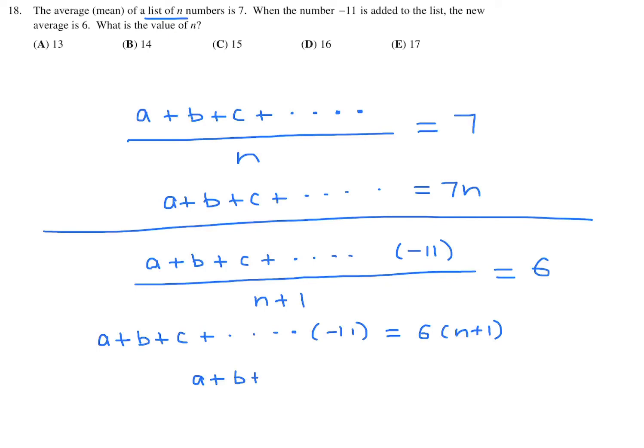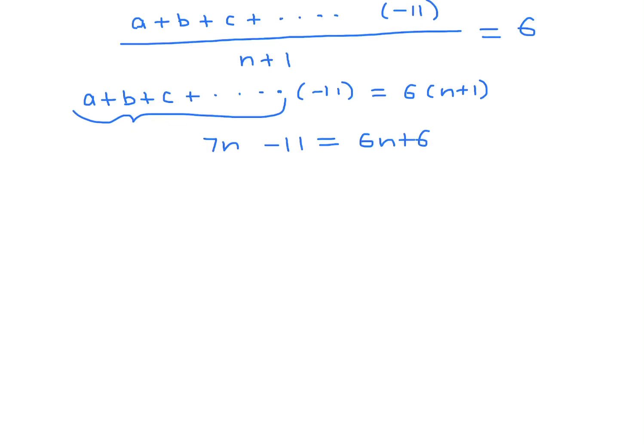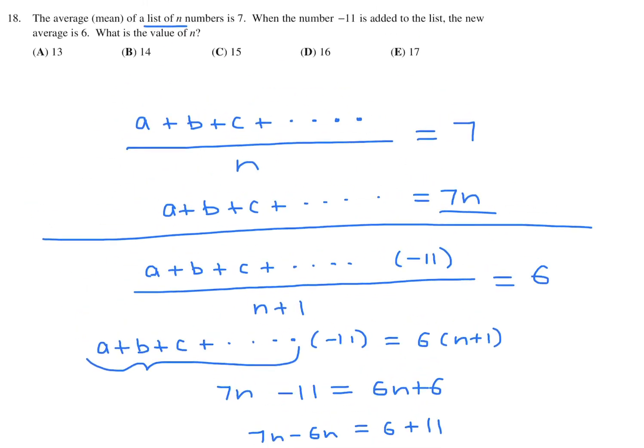And then this A plus B plus C, instead of writing it out every time, I can just substitute 7n, right? Because it's equal to 7n. So that's very helpful, I think. So this becomes 7n, all this stuff right here. And then of course I've got to keep that minus 11, and then I'll multiply this out, 6n plus 6. Okay, so far so good. And now this is simple algebra here. 7n minus 6n, 6 plus 11, and therefore n is equal to 17. And I think that's all they wanted, the value of n. Yeah, what is the value of n? So n is 17, therefore number 18, the answer is E.